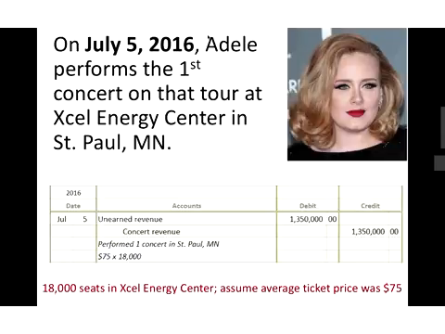What she's doing here is she no longer has a liability for that $1,350,000, right? Because she had 18,000 concert goers, $75 a ticket. Now that she's done her concert, she doesn't have that liability anymore. So we're going to wipe out the liability, we're going to debit unearned revenue, and we're going to credit earned revenue, concert revenue for that venue.